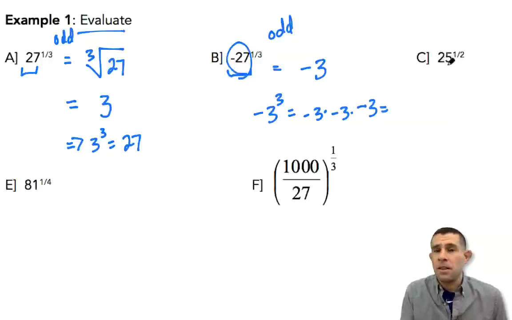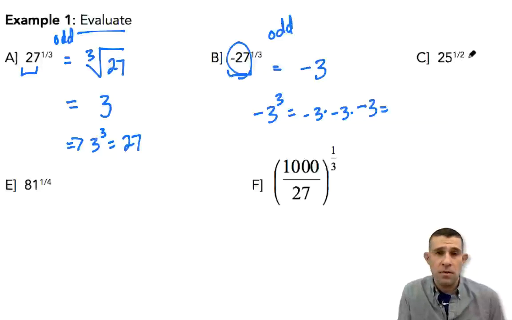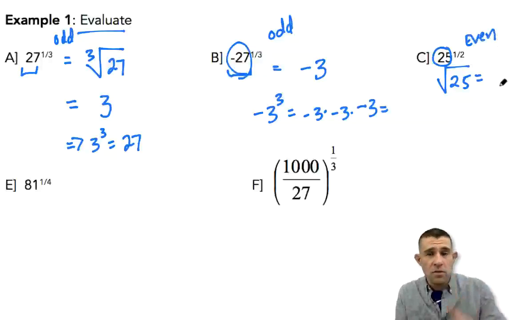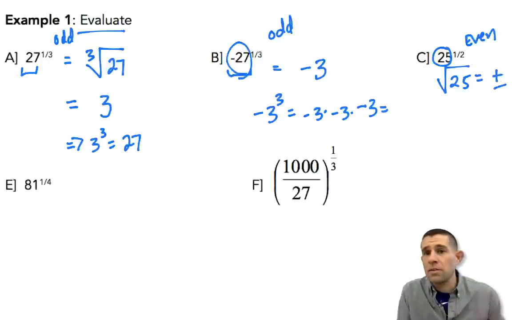All right, our letter C example says 25 to the 1/2, which is the square root of 25. In other words, our number here is positive and our root is even. So I should have two real solutions, and that's both positive and negative 5.